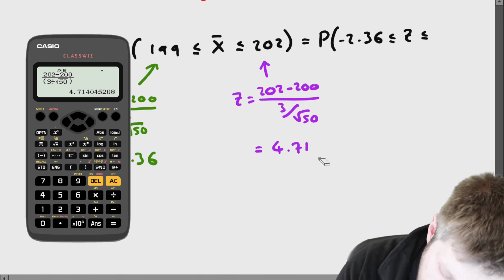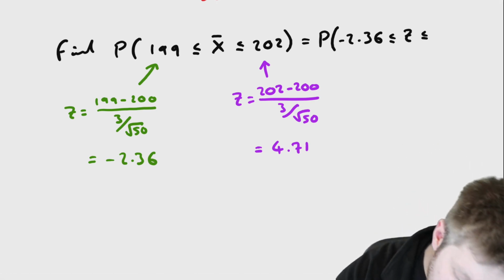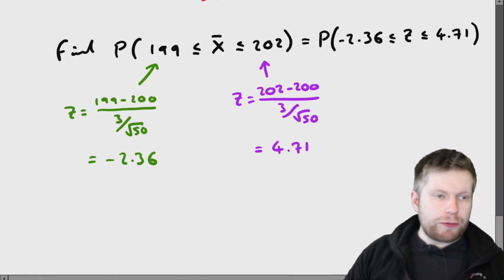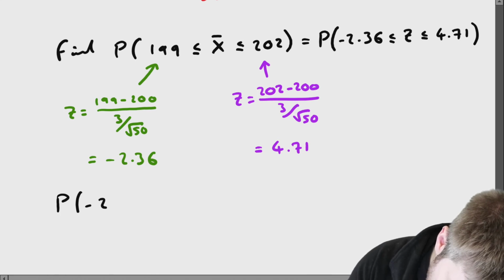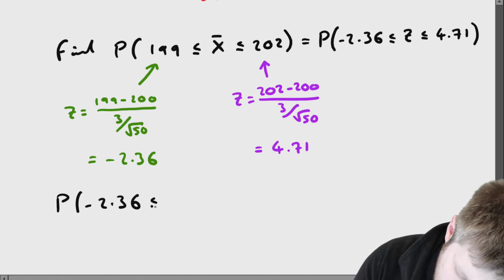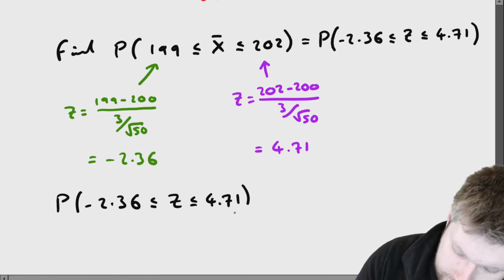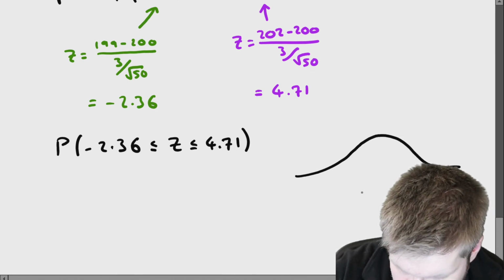0.14 units of standard deviation. I'll leave it to 2 decimal places because that's where my tables work. So in other words, my upper value, in units of standard deviation, is 4.71. Okay, fine. So effectively, I'm going to look for this probability: the probability that I lie between 2.36 standard deviations below the mean and 4.71 units of standard deviation above the mean. So I'm just going to make a quick sketch of my curve here.